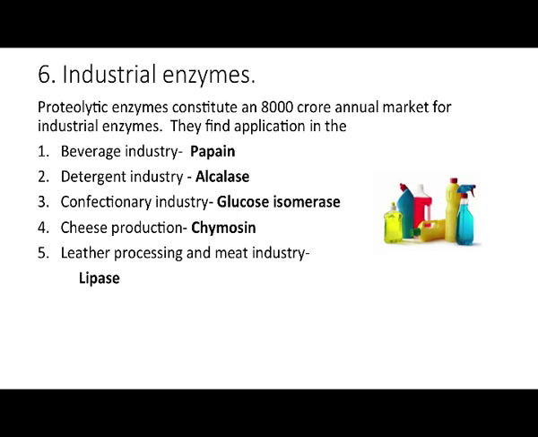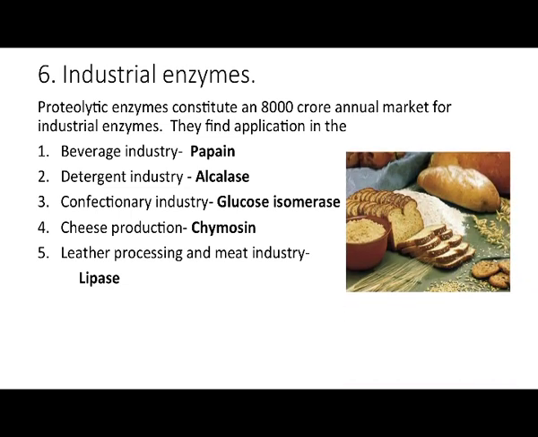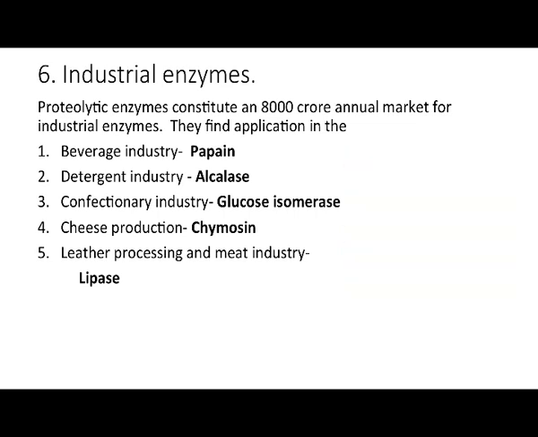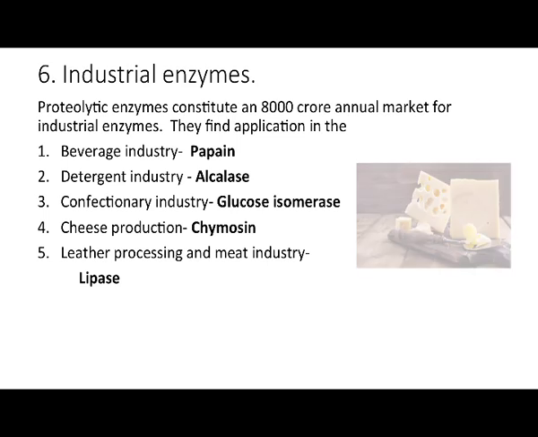Then you have the confectionery industries. There is an enzyme called glucose isomerase, which is produced in huge quantities and is responsible for production of bread and other things, other confectioneries, bakeries. You have cheese production. There you need this enzyme called chymosin, which is again important for cheese production. And then leather processing and meat industry, you have huge quantities of lipase requirement.